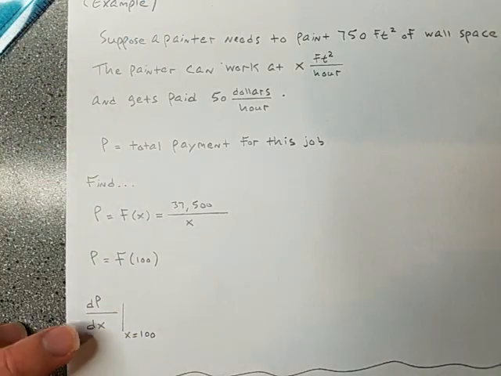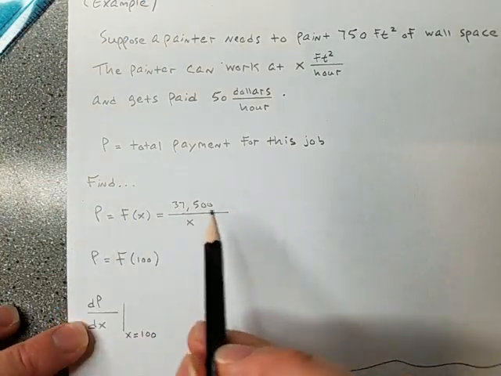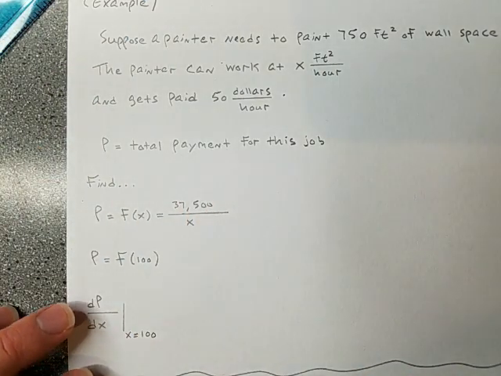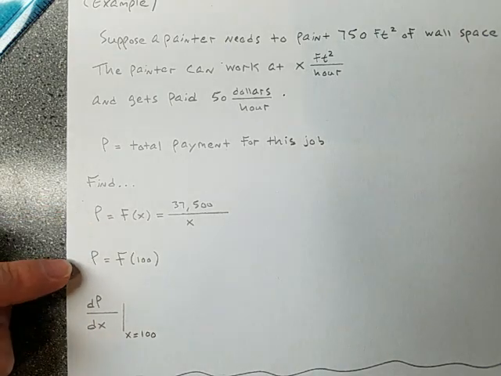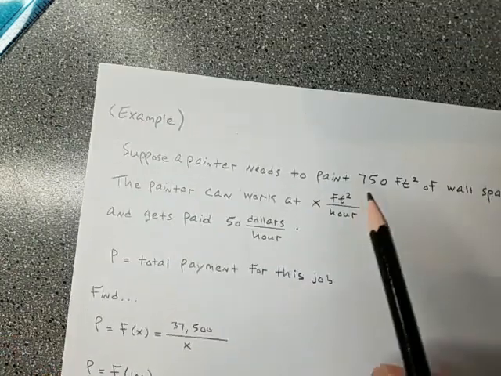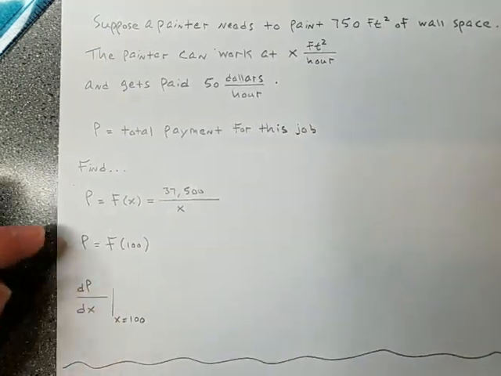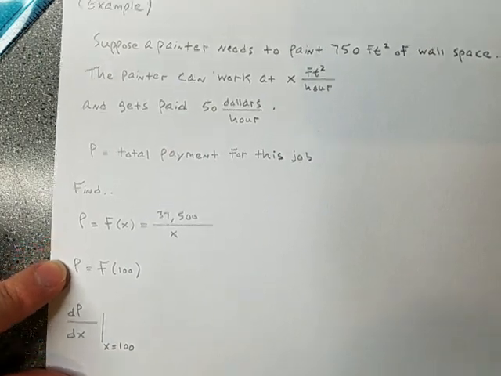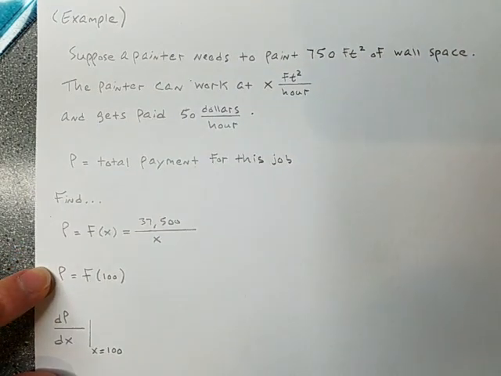All right? Okay, so there's my answer for the first part. Now, what is P if F is 100? Or what is P if X is 100? Meaning, suppose that you can paint at 100 square feet per hour. How much are you going to get paid to paint the 750 square feet?